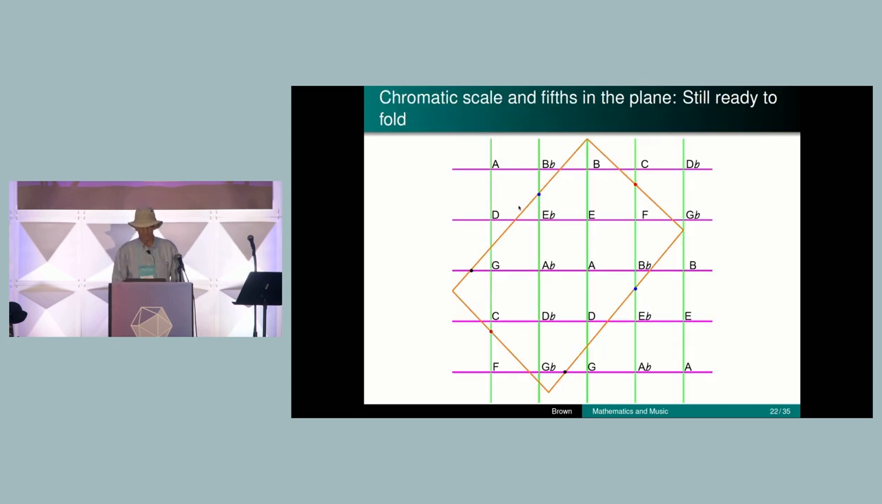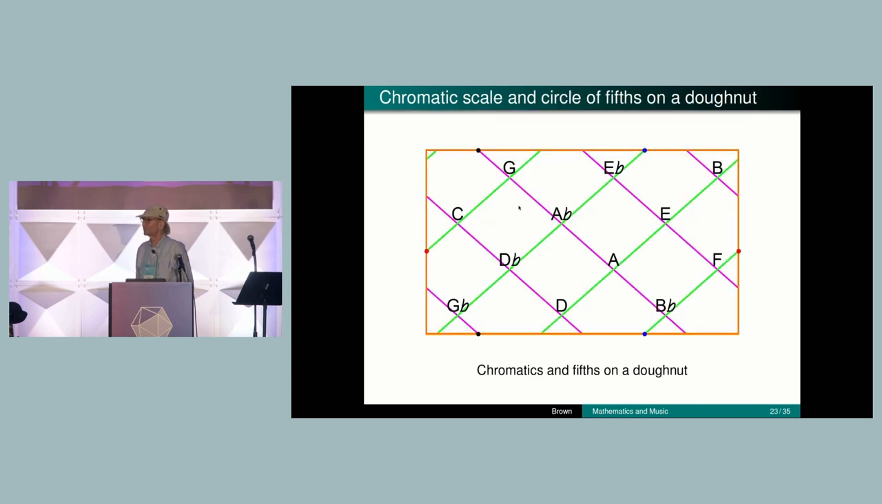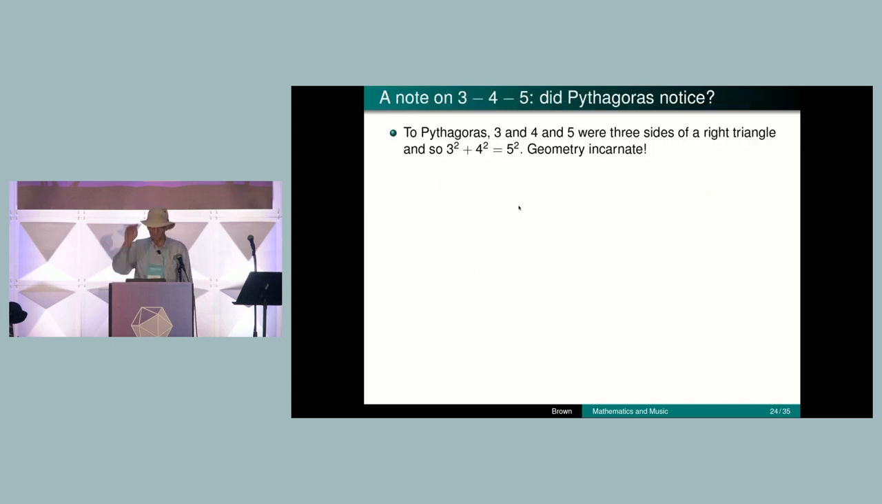So here it is, the chromatic scale and the fifths in the plane. They're still waiting to fold. And when we do that, we get this. Isn't that a lovely picture? Geometry, music, you gotta love them.